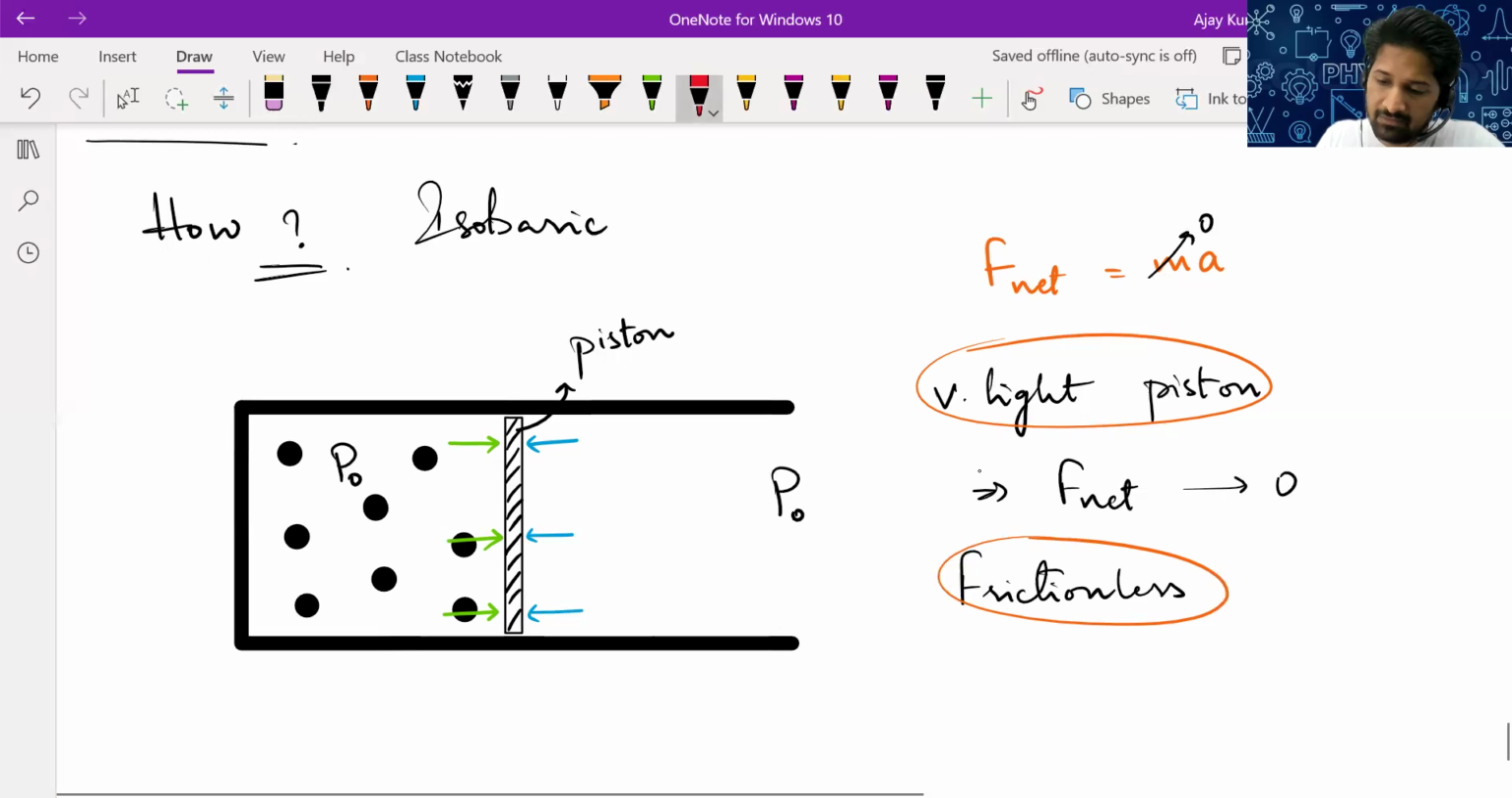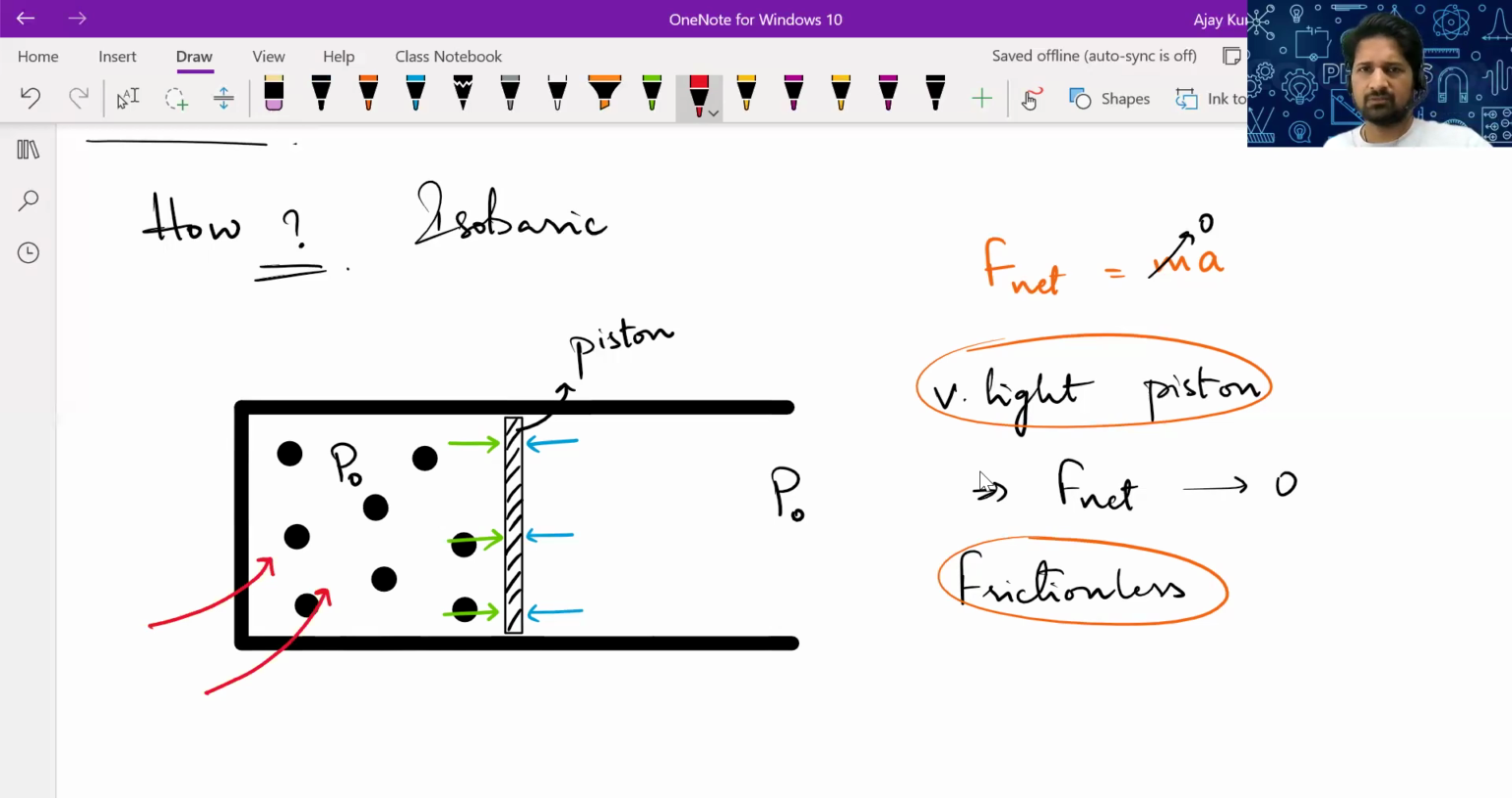Now, even if you supply heat to this gas, usually when you supply heat to anything, temperature tends to rise and the material tends to expand. Same thing gas will also try to do. If you supply heat, it will tend to expand. Pressure tends to increase. But here the piston is frictionless, massless, so the pressure inside will always have to be equal to pressure outside. So this way you can carry out an isobaric process.